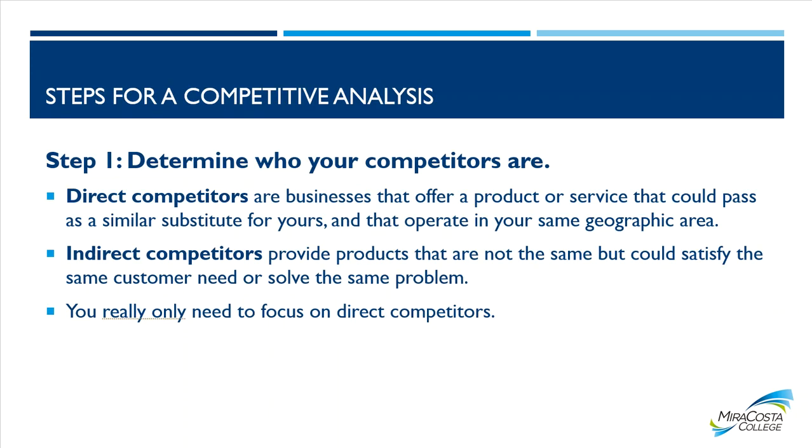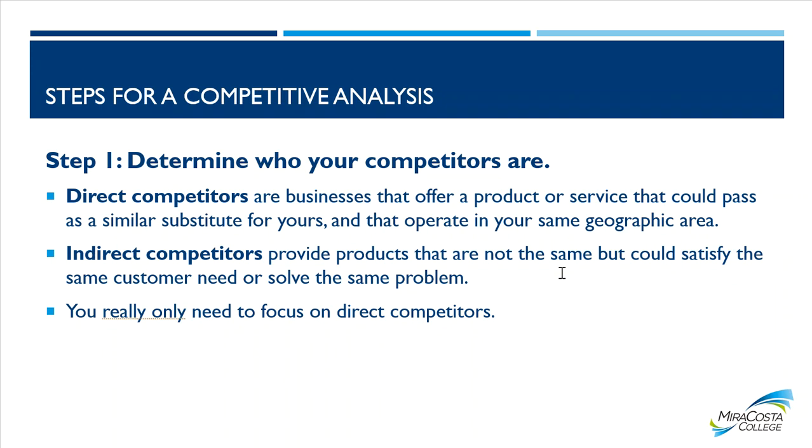So how do you do a competitor analysis here? So step one, determine who your competitors are. There are direct competitors and there are indirect competitors. So direct competitors are businesses that offer a product or service that could pass as a similar substitute for yours and that operate in your same geographic area. Now, this could be a little different if your business is online. You're going to have a huge geographic area.